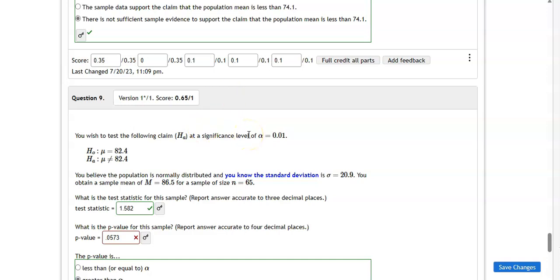Okay, so let's talk about p-values, and I'll go over a few of these because there's quite a few people having the same difficulty. So let's look at this one. This is a two-tailed test since we have the not equal to. And you've got the test statistic already, but the p-value is the problem.